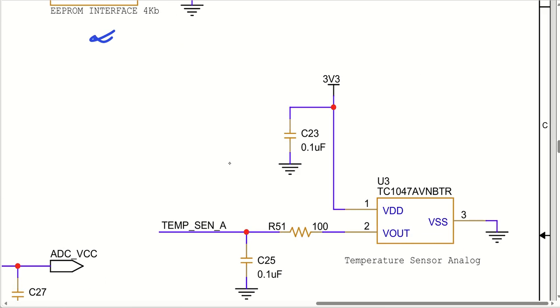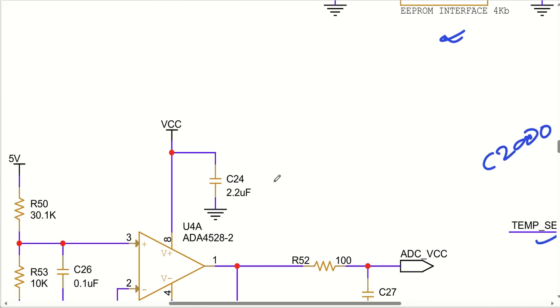So the onboard temperature sensor, I told you, gives an output voltage of 10 millivolt per 1 degree centigrade. And this is how it goes to the ADC of the C2000 series microcontroller that we are designing.